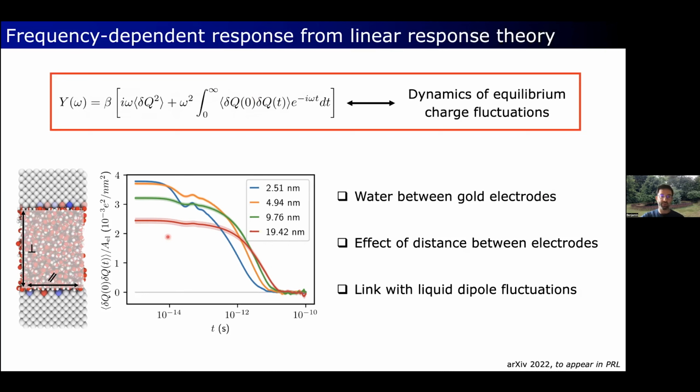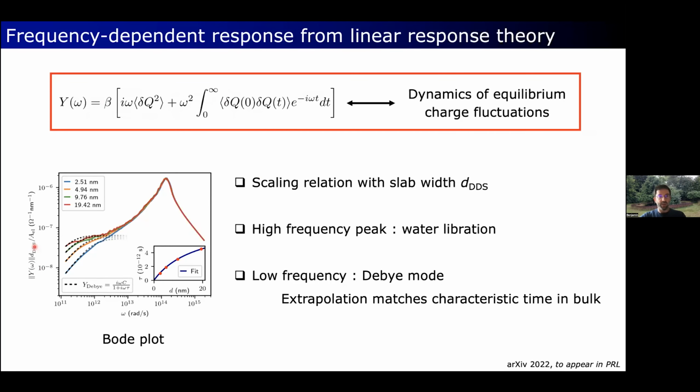And here are some examples for the charge autocorrelation function for this water gold electrode capacitor for various distances. I'm not going to discuss that in detail. We could also link these charge fluctuations to the dipole fluctuation of the liquids. And in fact, the charge fluctuation is directly related to the perpendicular component of the dipole. From this relation, we can plot what is called the Bode plot. So that's the magnitude of the impedance, which we can rescale using the geometrical factors, which are the electrode area and the effective width of the capacitor, which is this distance between the dielectric dividing surface.